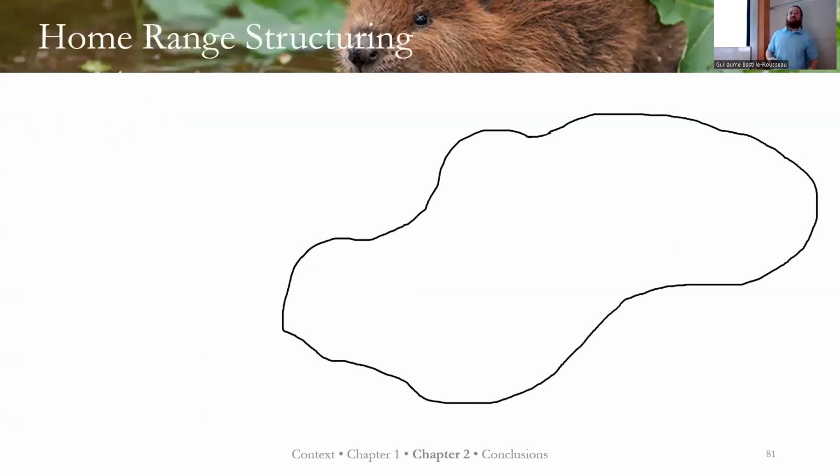And so moving on, we have these five different types of use that we highlighted. And again, one of the goals was we wanted to see how this was influencing home range structuring. And so we found that for most beavers, on average, they would have about two to five lodge or den sites within their home range. And these were generally associated with the core of the home range, located away from the home range edge.